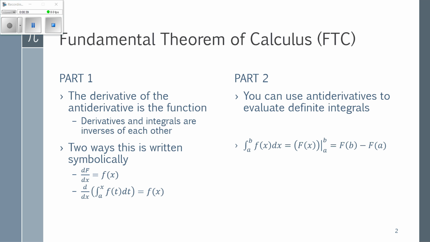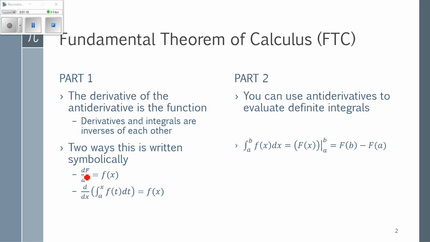Part one, on the other hand, is what leads us to part two. And part one is saying that, it's said a few different ways. The derivative of the antiderivative is the function, which we're kind of used to because that's how we check if our antiderivative is correct. But it also means that derivatives and integrals are inverses of each other. They undo each other. So if I have an integral, taking the derivative cancels the integral. If I have a derivative, taking the integral cancels the derivative.